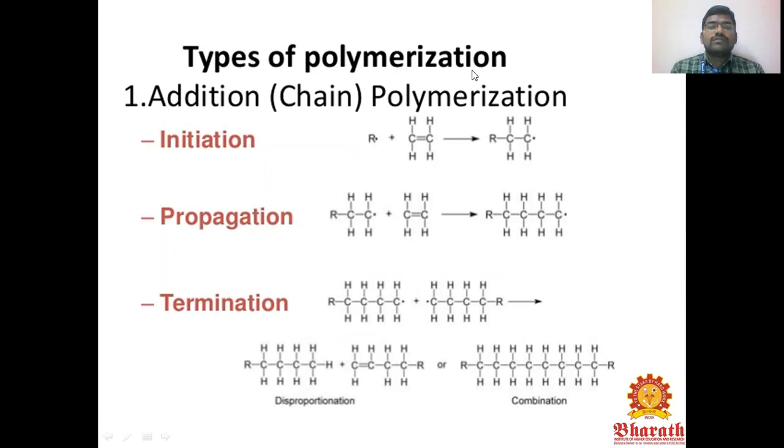Next is termination, where two propagating units attach to form a combination or disproportionation. From this, disproportionation is possible for groups such as CH3 and CH2=CH2. Another way is forming a combination. This is the addition chain polymerization reaction.